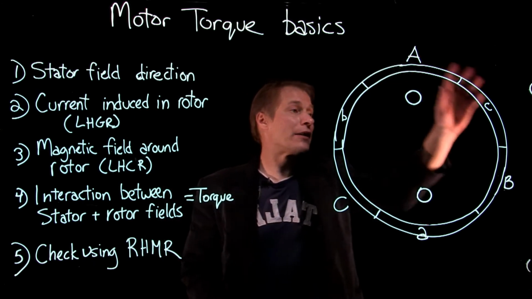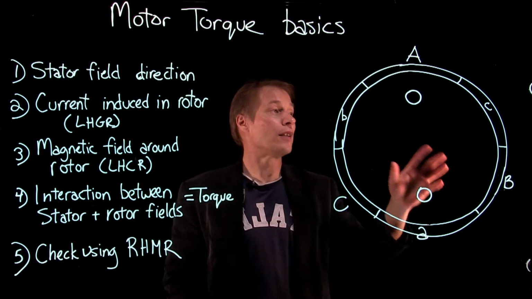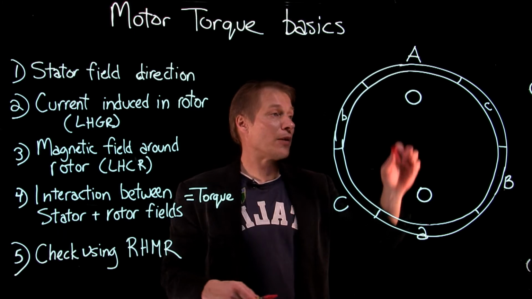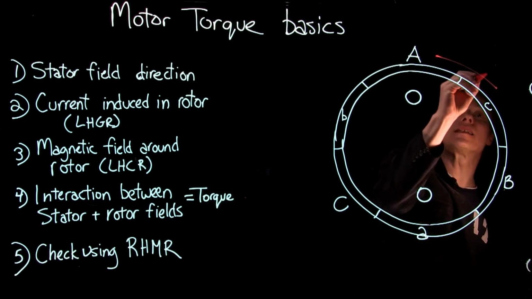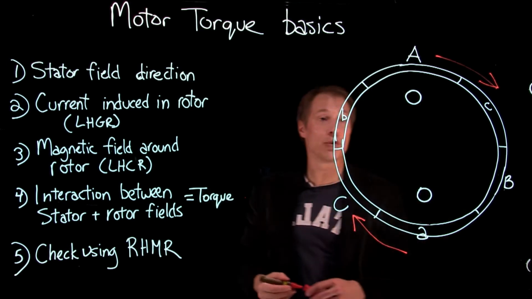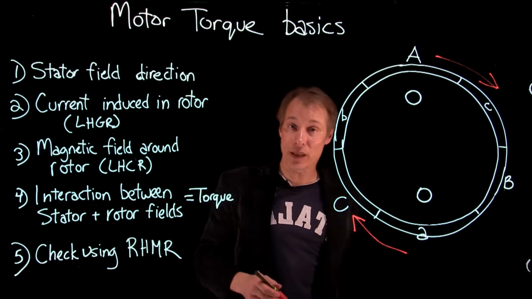So over here we have the stator of a three-phase, two-pole motor. Those basics have already been introduced in previous videos. And I'm going to do an ABC rotation. So what happens is the stator field, in this case, is going to move clockwise. So that's the stator field direction. We just have to be aware of that.